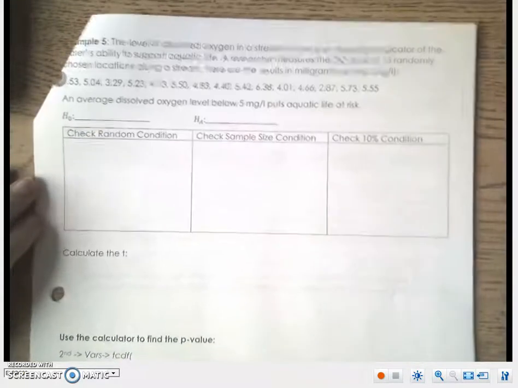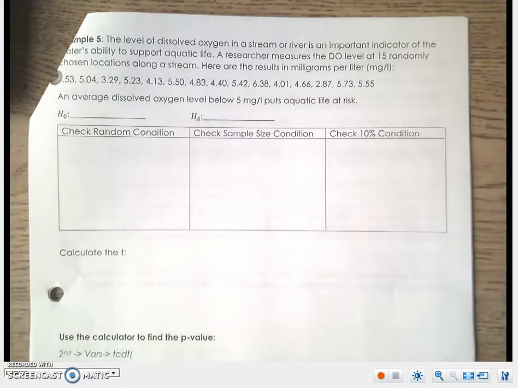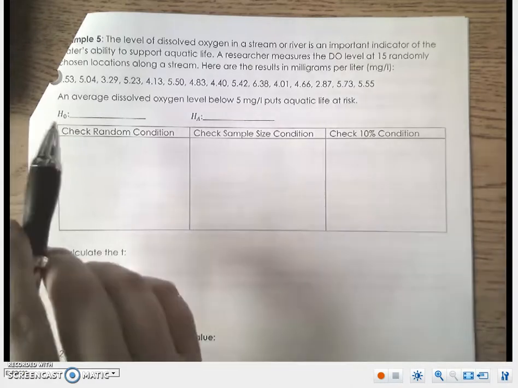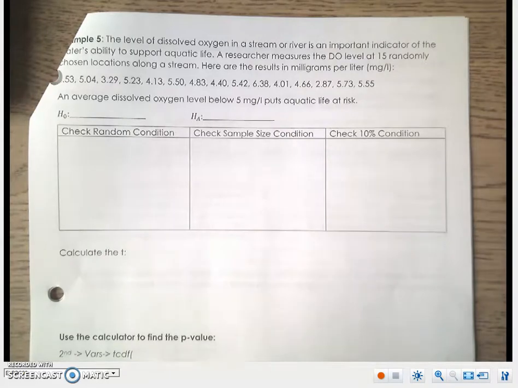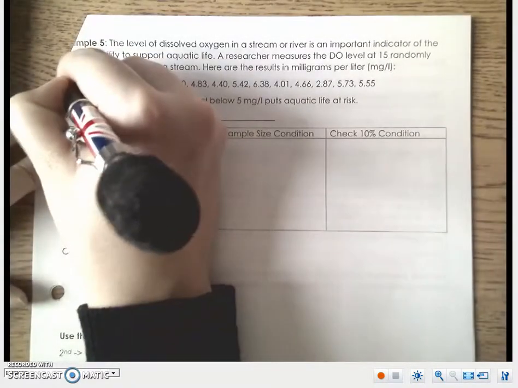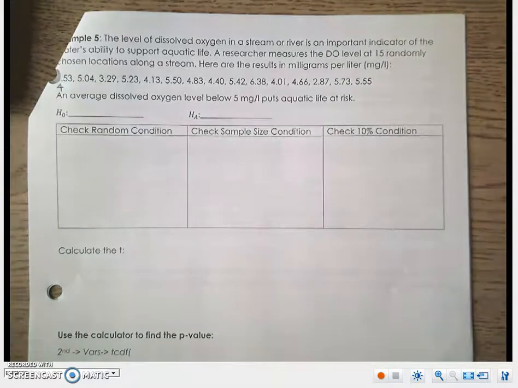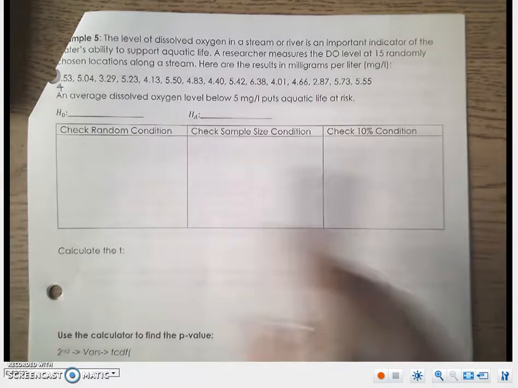Okay, so here is the example we are doing. The level of dissolved oxygen in a stream or river is an important indicator of the water's ability to support aquatic life. A researcher measures the DO, or dissolved oxygen level, at 15 randomly chosen locations along the stream. Here are the results in milligrams per liter. I don't know what that first number is, I will have to check. We'll just say that it is 4, so that it's not an outlier. So 4.53, 5.04, and so forth.